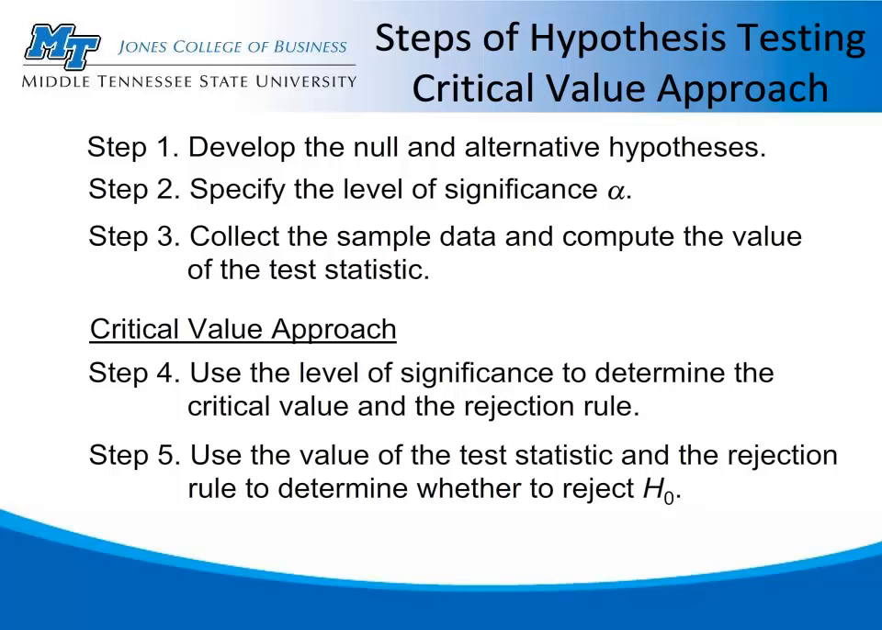All you have to do is take the value of the test statistic, compare it, and make your decision. If it's in one of the reject areas, then you're going to reject the null. If it's in the do not reject area, then that's going to be your decision.